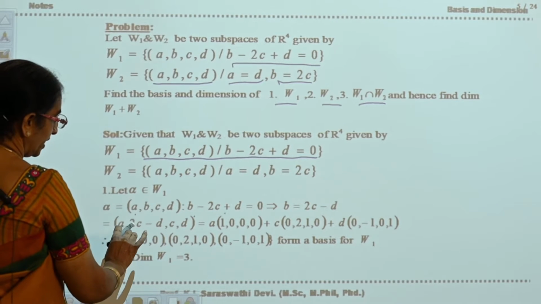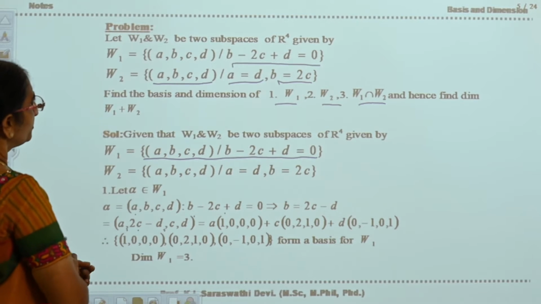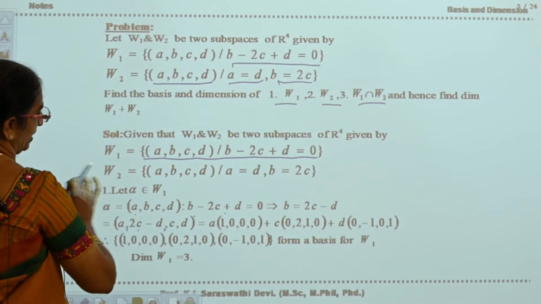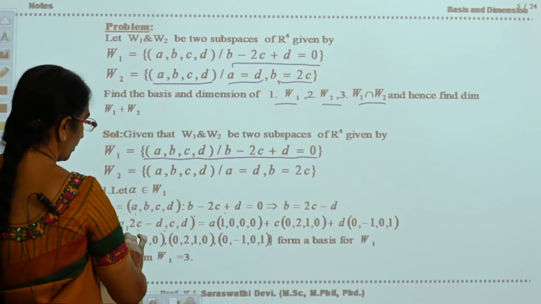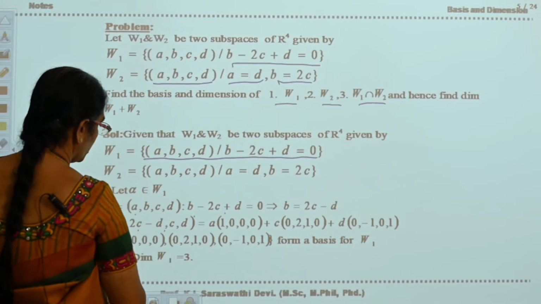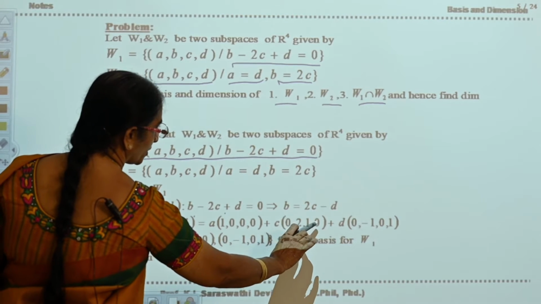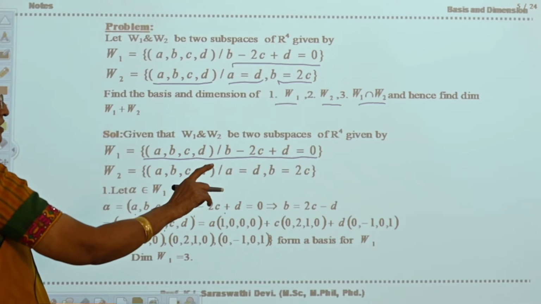Is it? A, 2C minus D, C, D. And what are the things? See here, A, 2C minus D, C, D. This I will write as A into (1, 0, 0, 0) plus C into (0, 2, 1, 0) plus D into (0, minus 1, 0, 1).